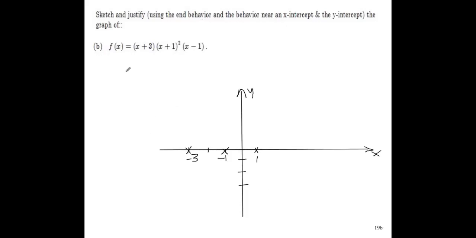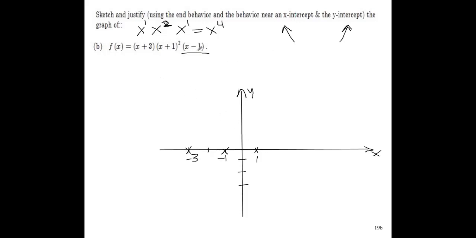Here you want to sketch f of x equal to x plus 3 times x plus 1 squared times x minus 1. If you look at this, we have x to the power of 1 times x to the power of 2 times x to the power of 1. So if you multiply these, you would get x to the power of 4. So this is a fourth order polynomial with the leading coefficient being positive. So end behavior from the left goes up, and from the right also goes up.